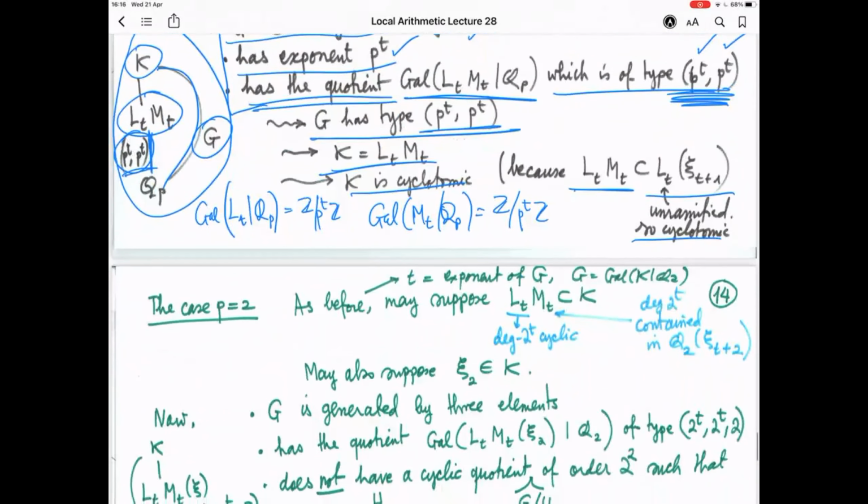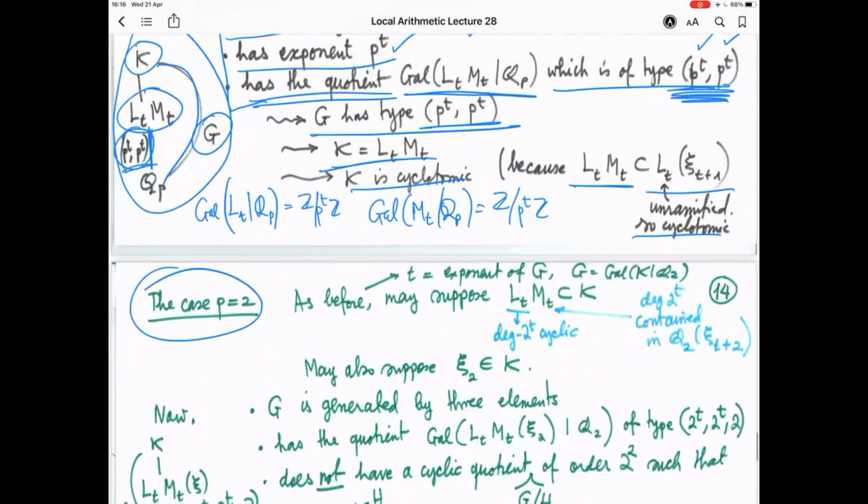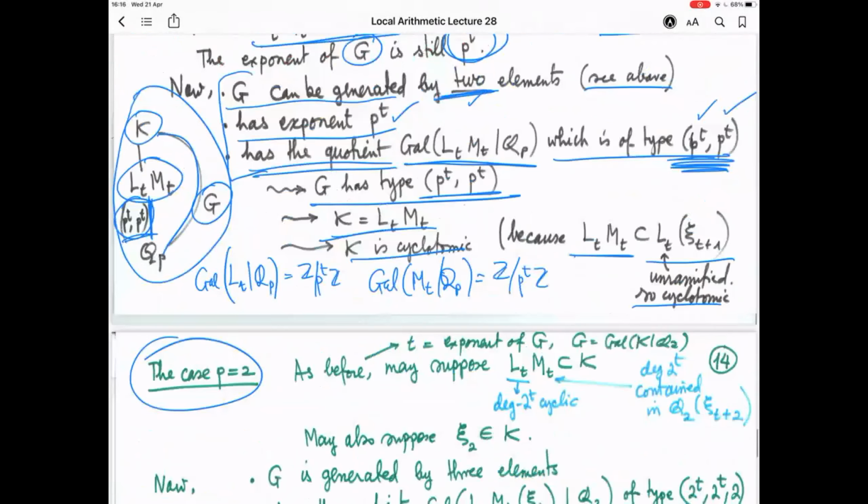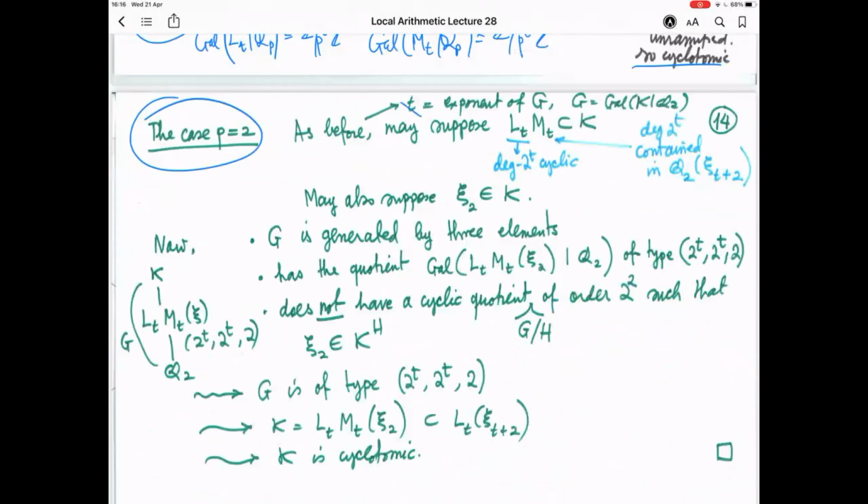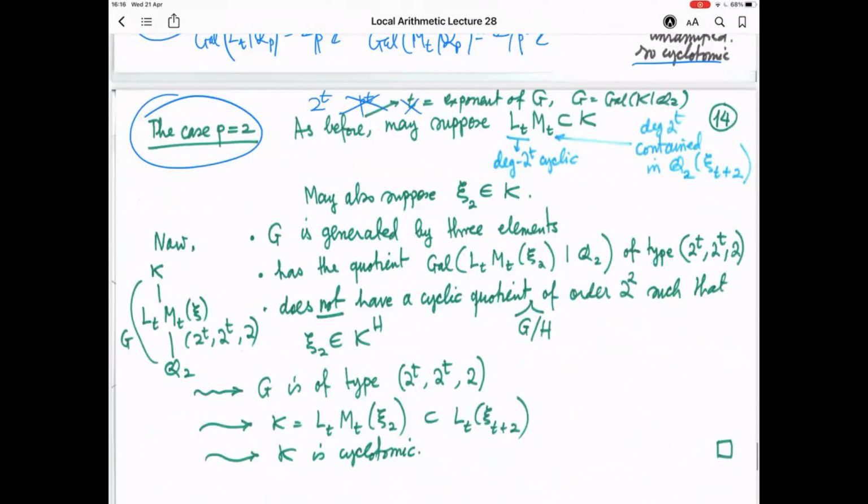And then we come to the case p equal to 2. This was p odd. Here, it's not t, it's p to the t that is the exponent. It's in fact 2^t that is the exponent of G. It's a 2-group, G is a 2-group.